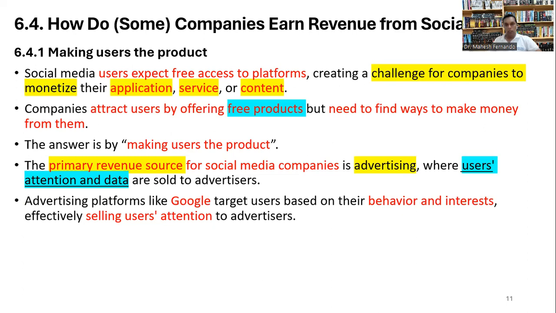Therefore, once you are thinking of advertising, user attention and the data are very much important for the advertisers. The advertising platforms like Google target users based on their behavior and interest. So once you think of the behavior and the interest of the user, they mainly target those, and they can simply spread the ideas by identifying the behavior and interest of the users. Effectively selling user attention to advertisers is always a very important and profitable business.